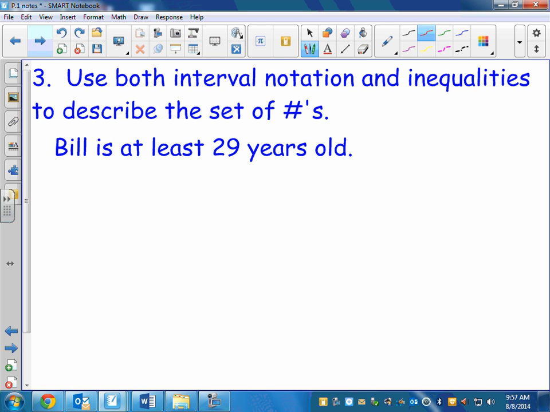If Bill is at least 29 years old, what does that mean about Bill? He's 29 or older, or 29 or younger? 29 or older. How would we write that in an inequality? I'm going to use B for Bill, but you can use whatever you want. You don't have to write it down even. Bill is less than or greater than, or what? Greater than or equal to 29. And you can use X if you want. So, using inequalities, I got that. Using interval notation, who can put Bill is at least 29 years old in interval notation? Any takers?